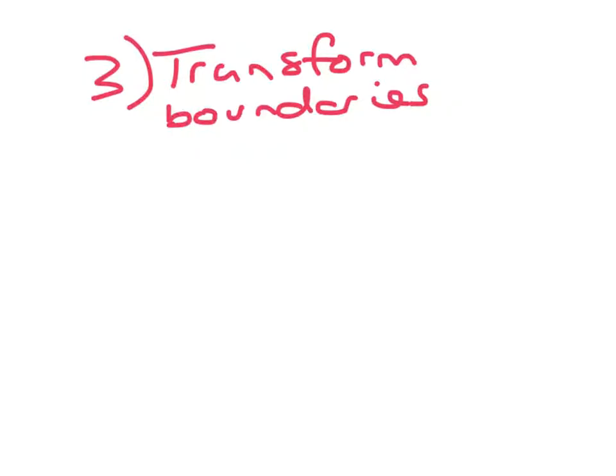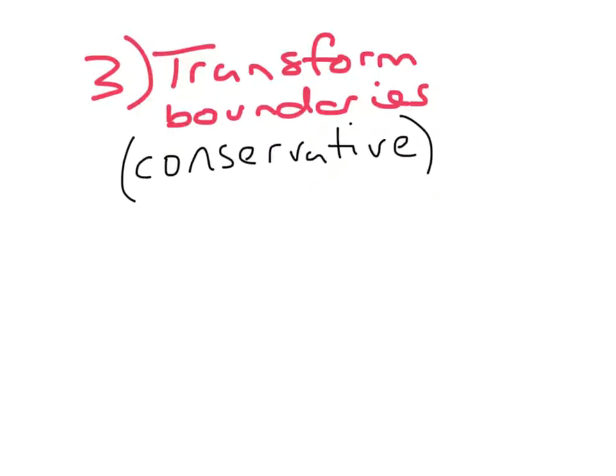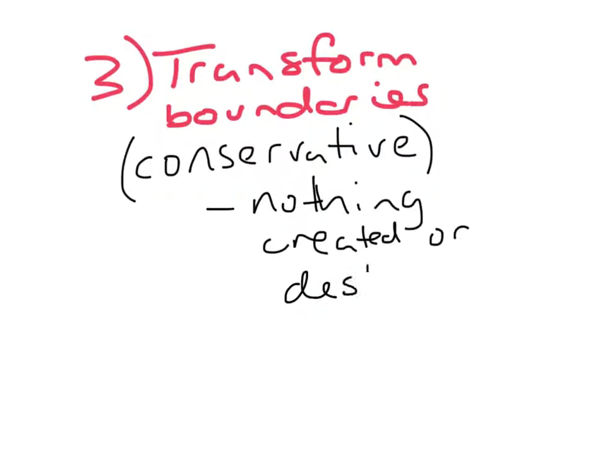The third type of boundary is called a transform boundary. For you guys in year 11, this is called a conservative boundary, more correctly. The reason why it's called a conservative boundary is because nothing is created or destroyed. As to why it's called a transform boundary, I think it's mostly because the fault line that forms is called a transform fault. I'll draw you a picture.